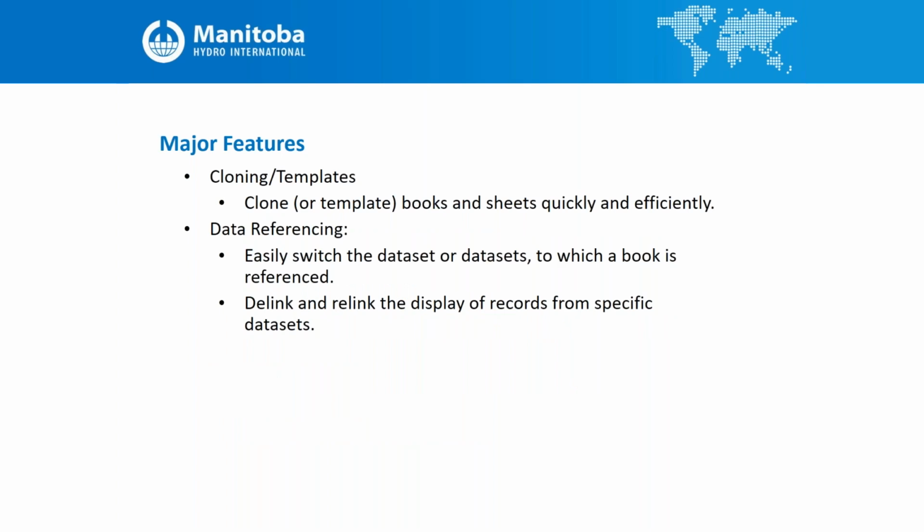You have the ability to clone or template both books and sheets quickly and efficiently. So if you set up a book that has a bunch of sheets in it, and you have graphs laid out all over the place and curves in those graphs, you can easily just clone the book and create a new book based on that one. Data referencing: you can easily switch between data sets that are associated to books or referenced to books. You can delink and relink and all that nifty stuff.